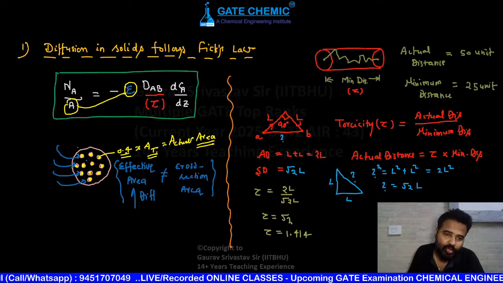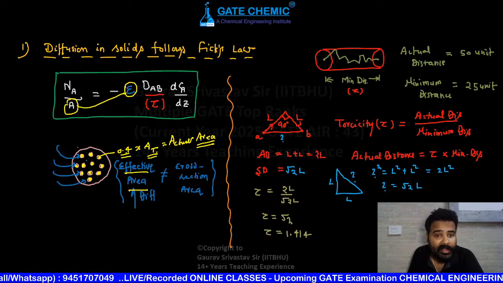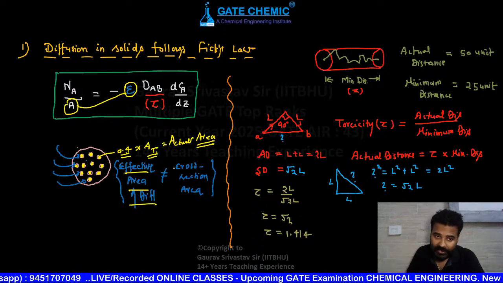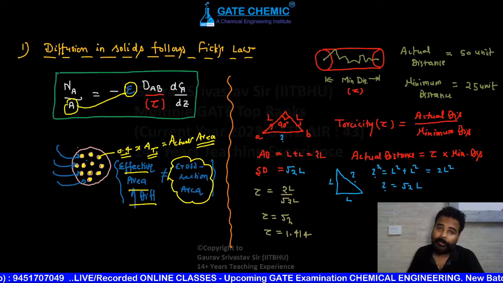So A epsilon is going to give you the effective area of diffusion, and clearly you can see that the effective area of diffusion is not equal to the cross-sectional area.